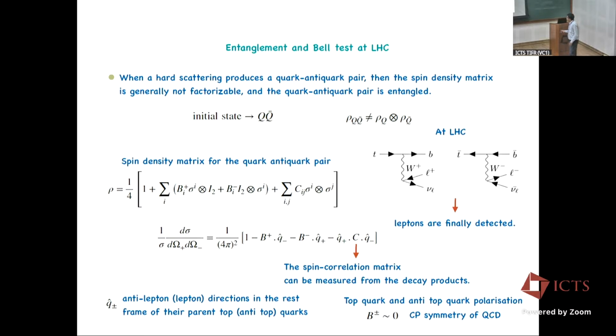So naturally the density matrix could be of this form, and of course the top cannot be detected. Because of the high mass of the top, it would quickly decay, and eventually these leptons, lepton L plus and L minus, would reach the detector. By measuring these leptons, the spin information is trickled down to the lepton. That's a good opportunity they have used, and then they try to reconstruct from this cross section what could be the spin density matrix of this quark anti-quark pair, or T T bar pair.